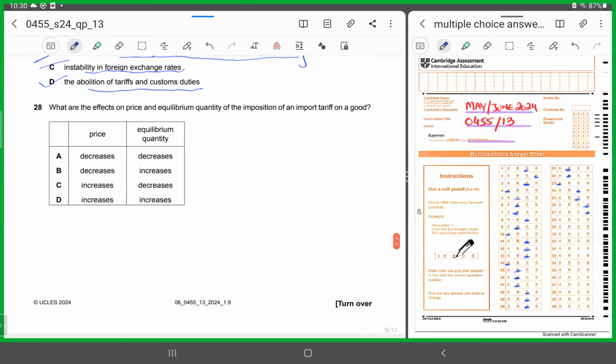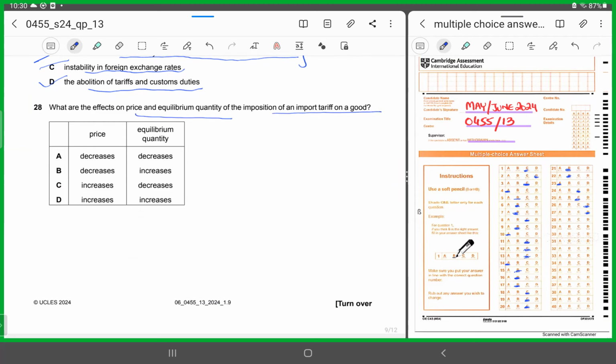Number 28. What are the effects on price and equilibrium quantity of the imposition of an import tariff on a good? So now if tariffs have been imposed on a good, what do you think should be the effect on price and on the equilibrium quantity?